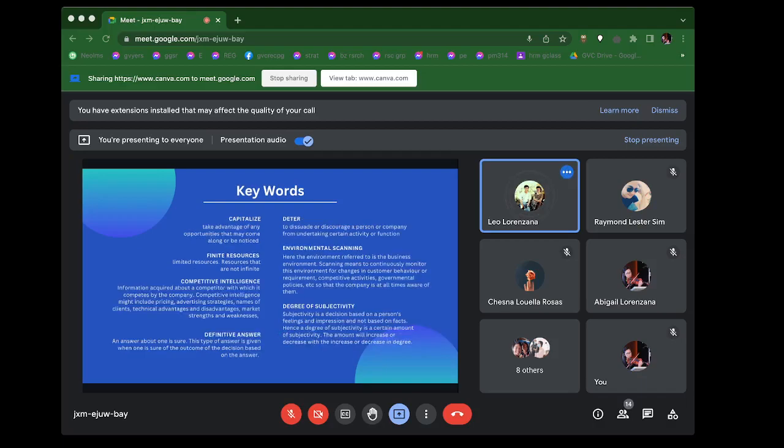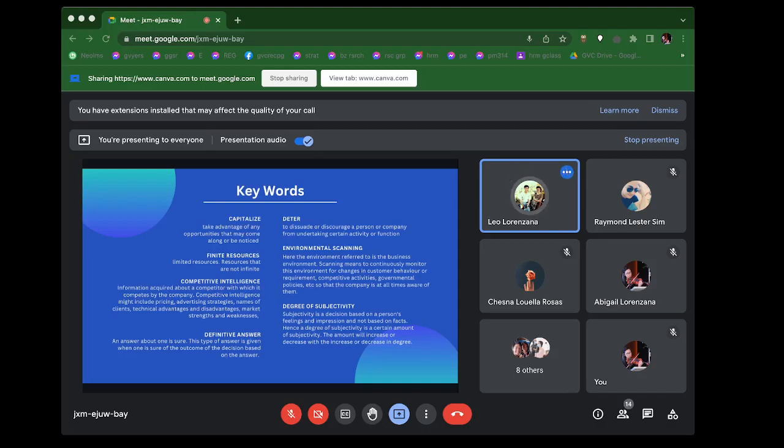Next, please. Capitalize. To capitalize is to take advantage of any opportunities that may come along or be noticed. Finite resources. These are limited resources, not infinite.